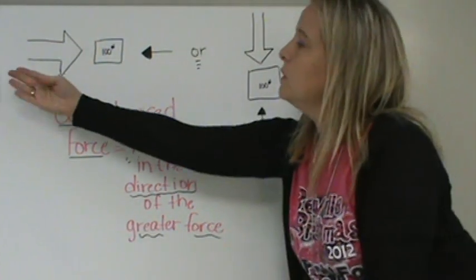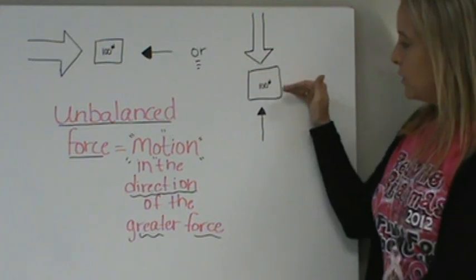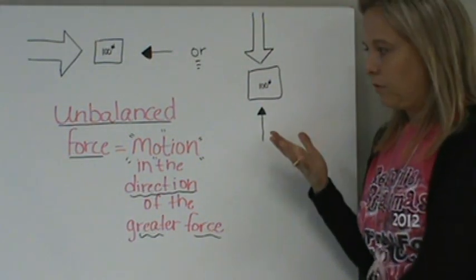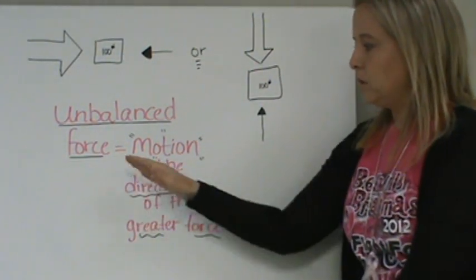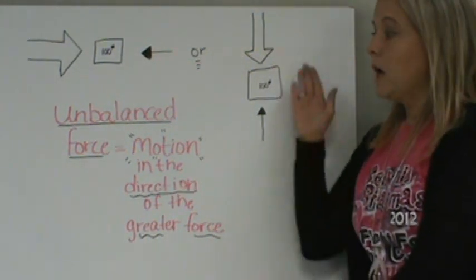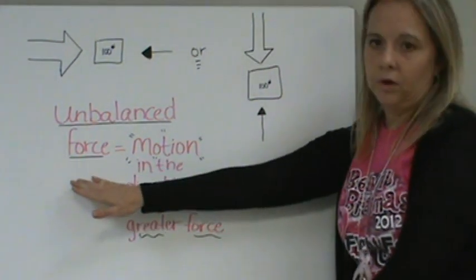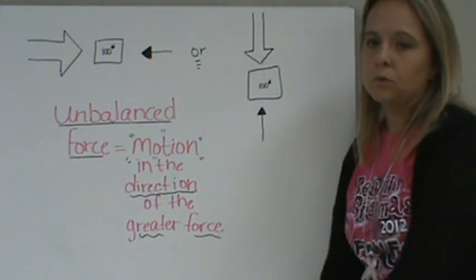So in this situation, the box would move in the direction of the greater force, and in this situation, the box would move in the direction of the greater force. So an unbalanced force equals motion in the direction of the greater force. I would sketch this in my journal and understand this very important concept, that unbalanced forces cause motion.